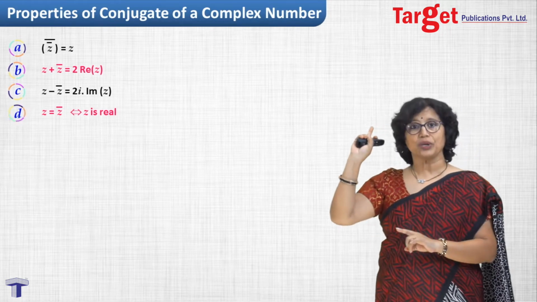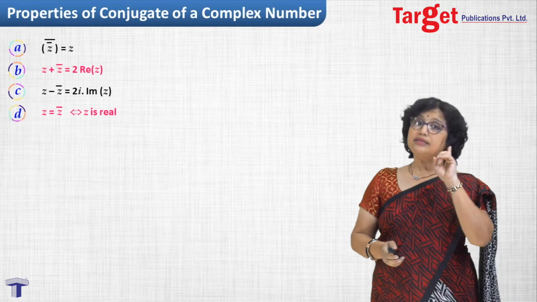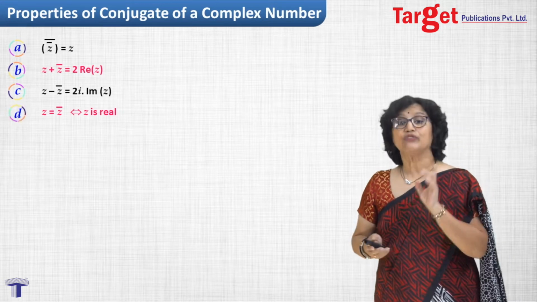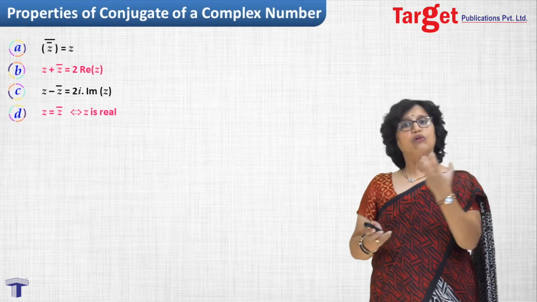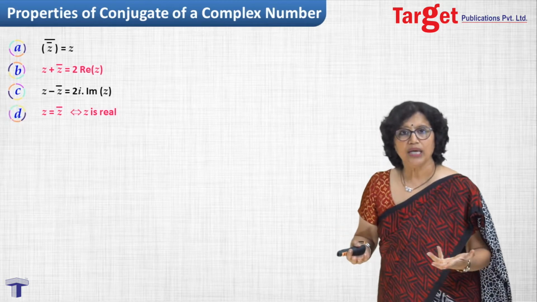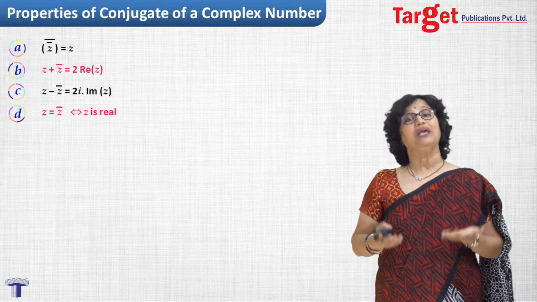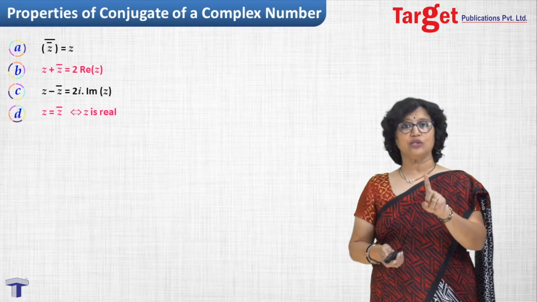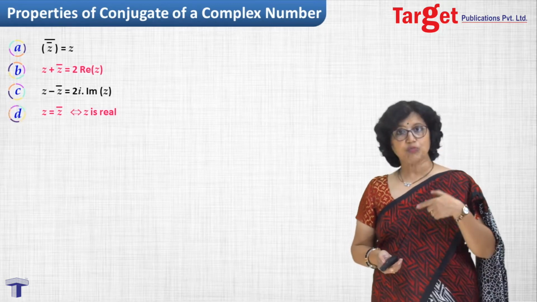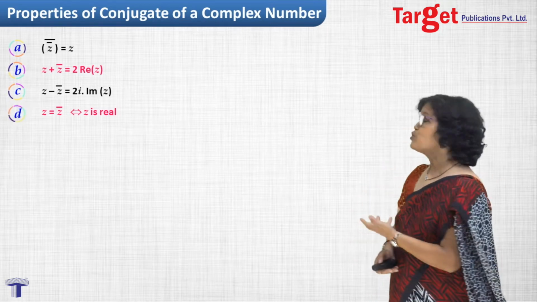Recall, we have used this notation in set theory. So z equal to z bar, if that happens, that means a plus ib equal to a minus ib is given to you. And that will lead to nothing but b equal to 0, meaning the imaginary part is 0. And if the imaginary part is 0, the corresponding z with which you started has to be a real number.